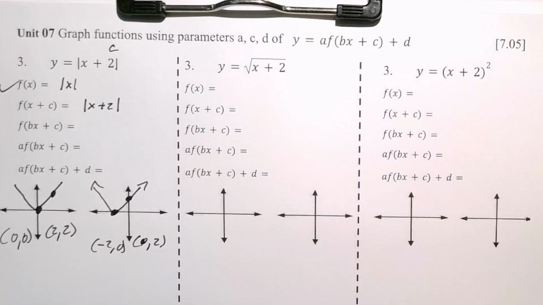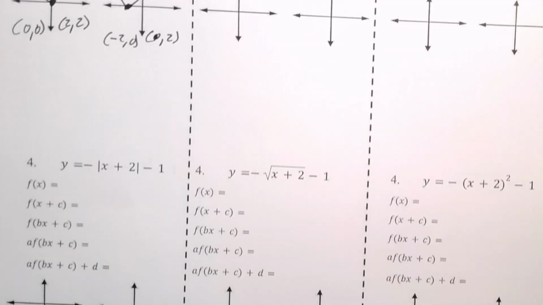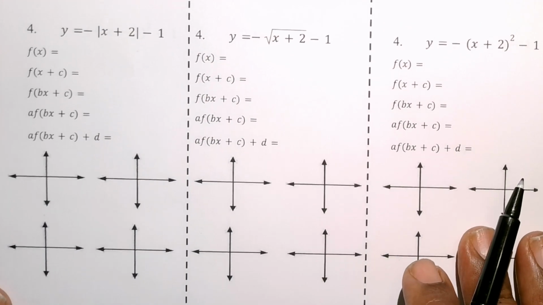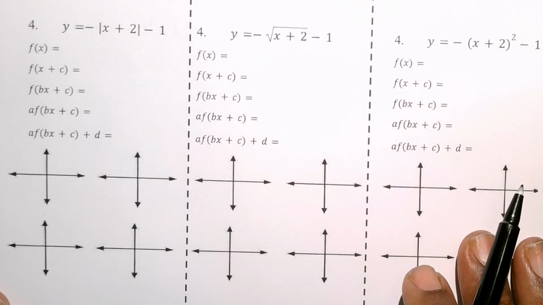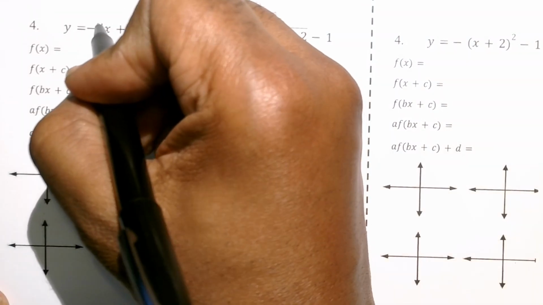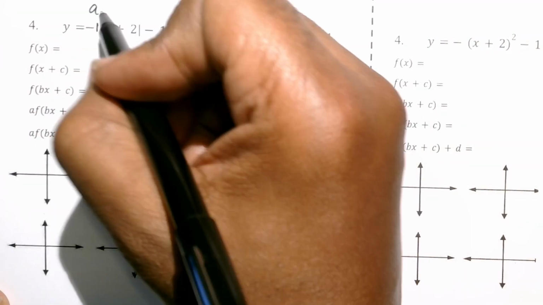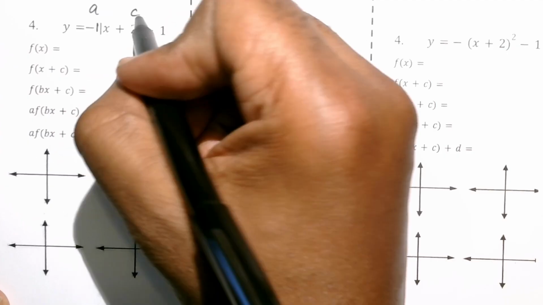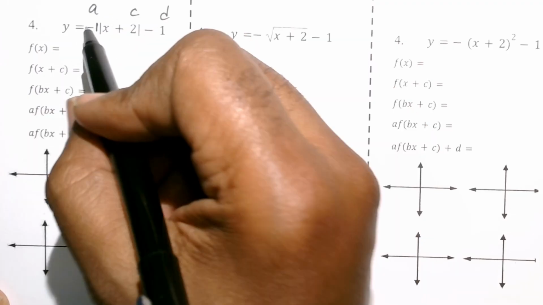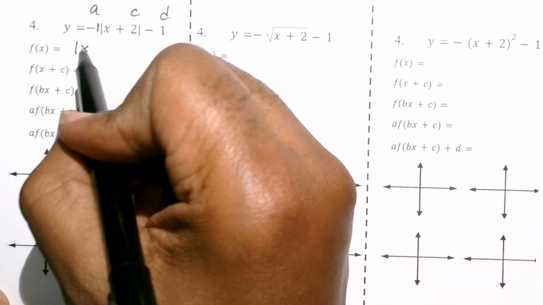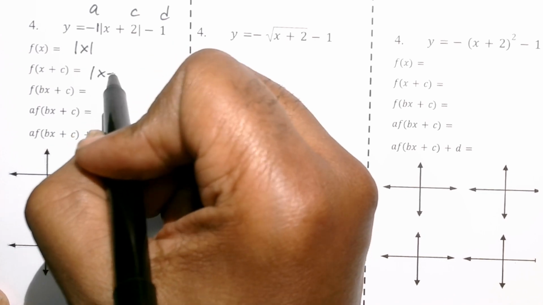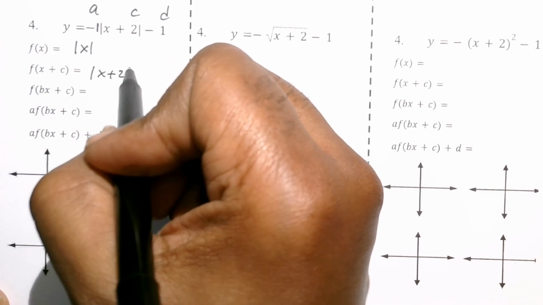Okay, now let's move on to the next one. And this time we're going to identify our parameters once again. This negative is actually understood -1. That's an A parameter. Then plus 2 is a C parameter. And the -1 out here is a D parameter. When you remove all parameters, you're going to be left with the absolute value of x. You put your C parameter in, you have x plus 2 in the absolute value.